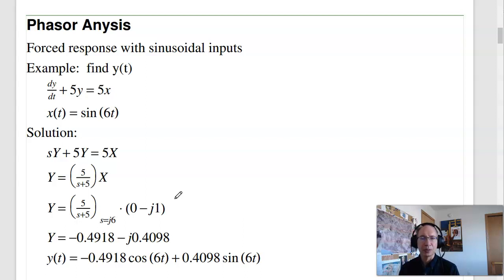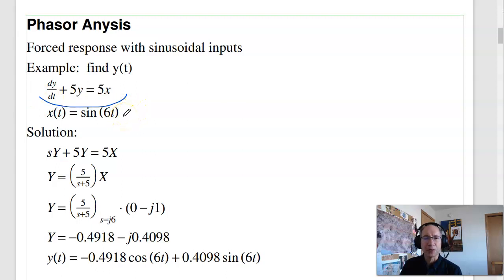For example, suppose I have the following differential equation, and the input is a sine wave. What you would do back in math and calculus, you would assume the form of the answer. Y is in the form of a sine 6t plus b cosine 6t. Take the derivative, substitute, match coefficients. Kind of a long, painful way to do it.